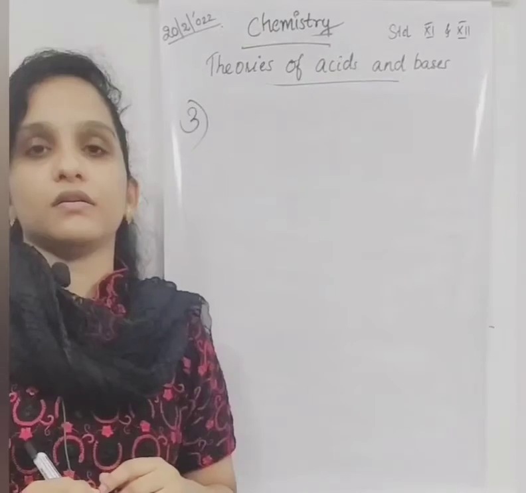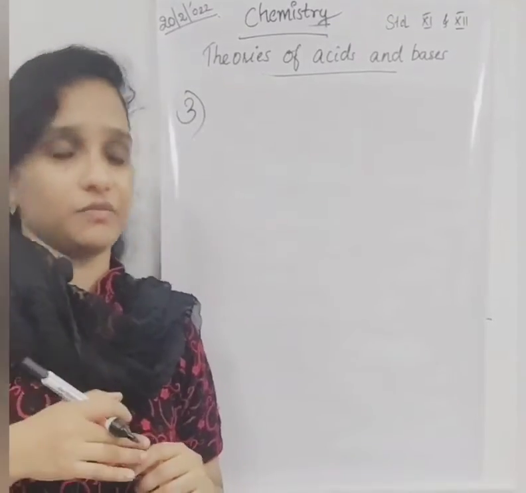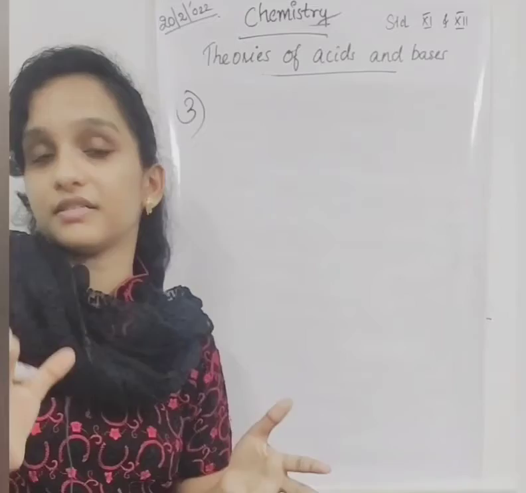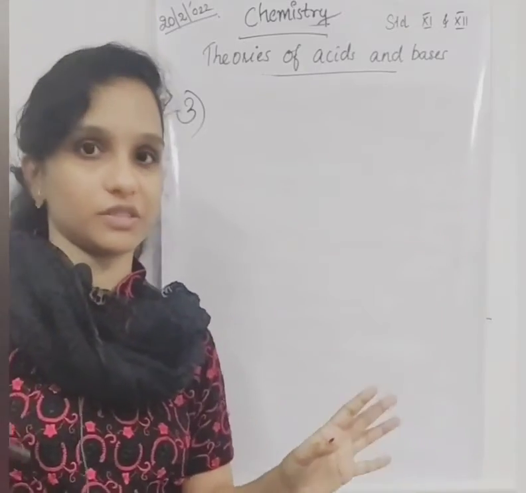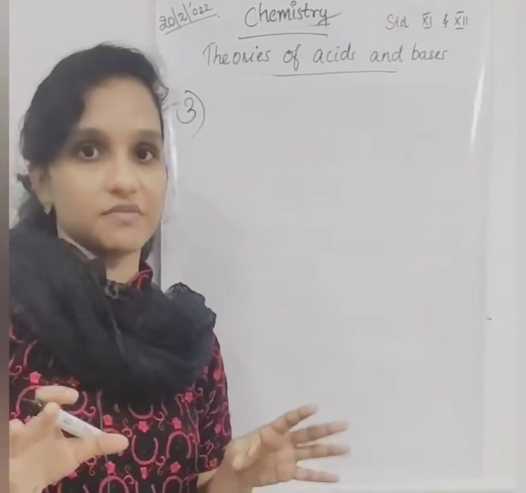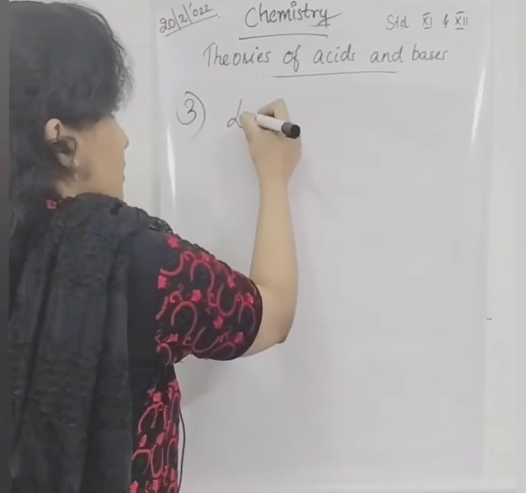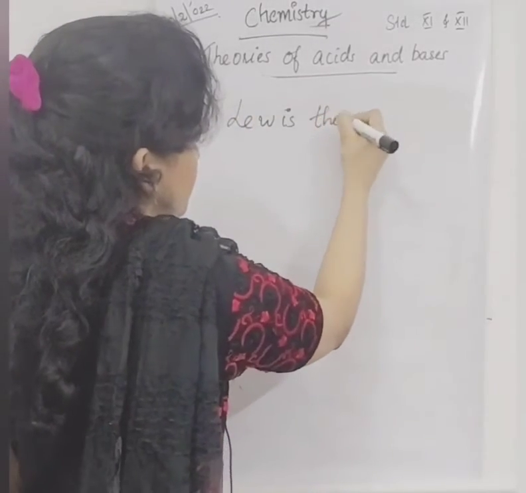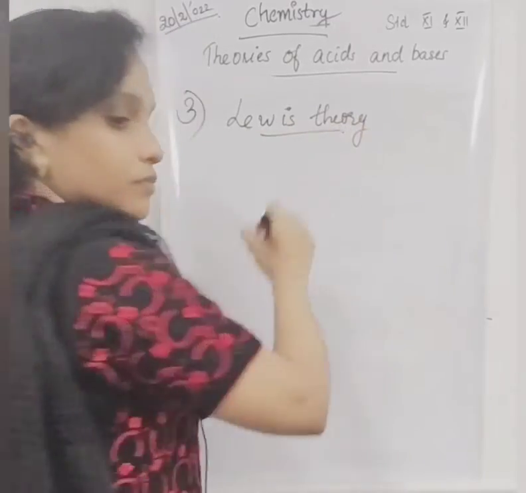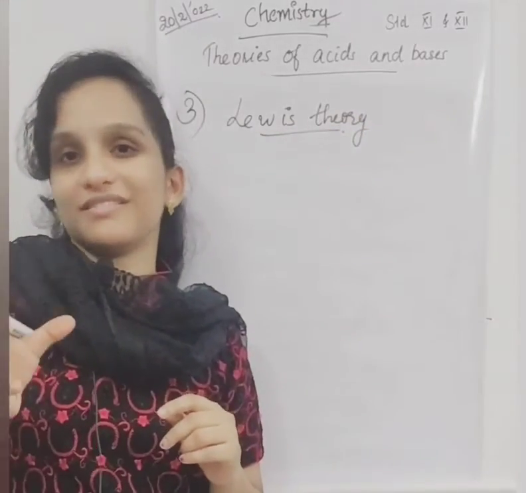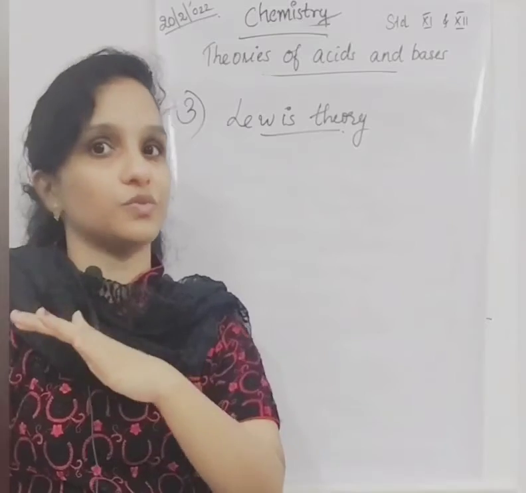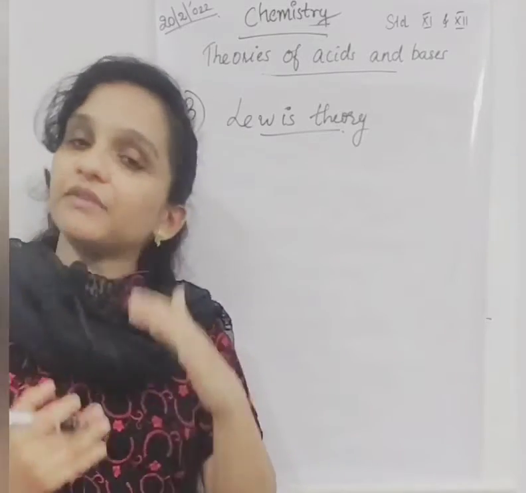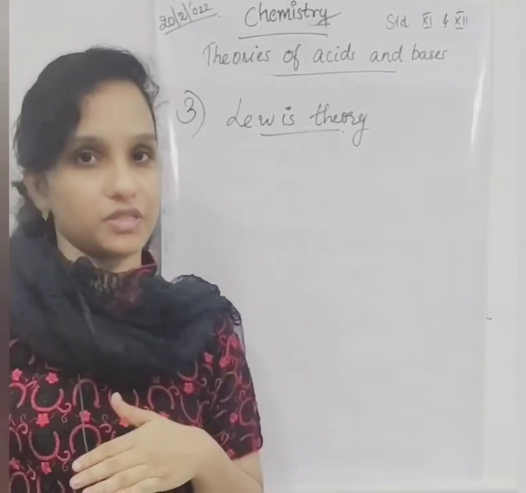Okay. Now there is another theory because of the limitations. There is still a broader concept which we are using nowadays. It's a broader concept of acids and bases. That is Lewis theory, which is the most accepted one. So what is Lewis theory? What is a Lewis acid and what is a Lewis base? Now I will give you one example. From that we can understand what is a Lewis acid and what is a Lewis base.